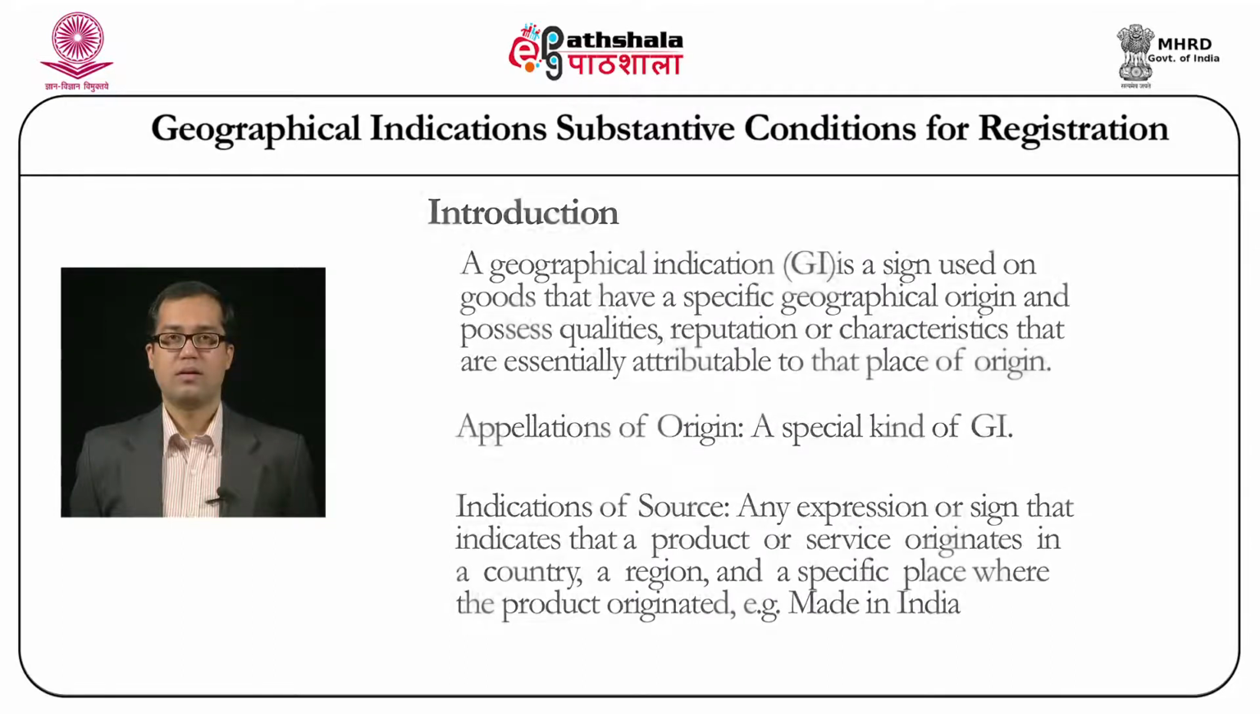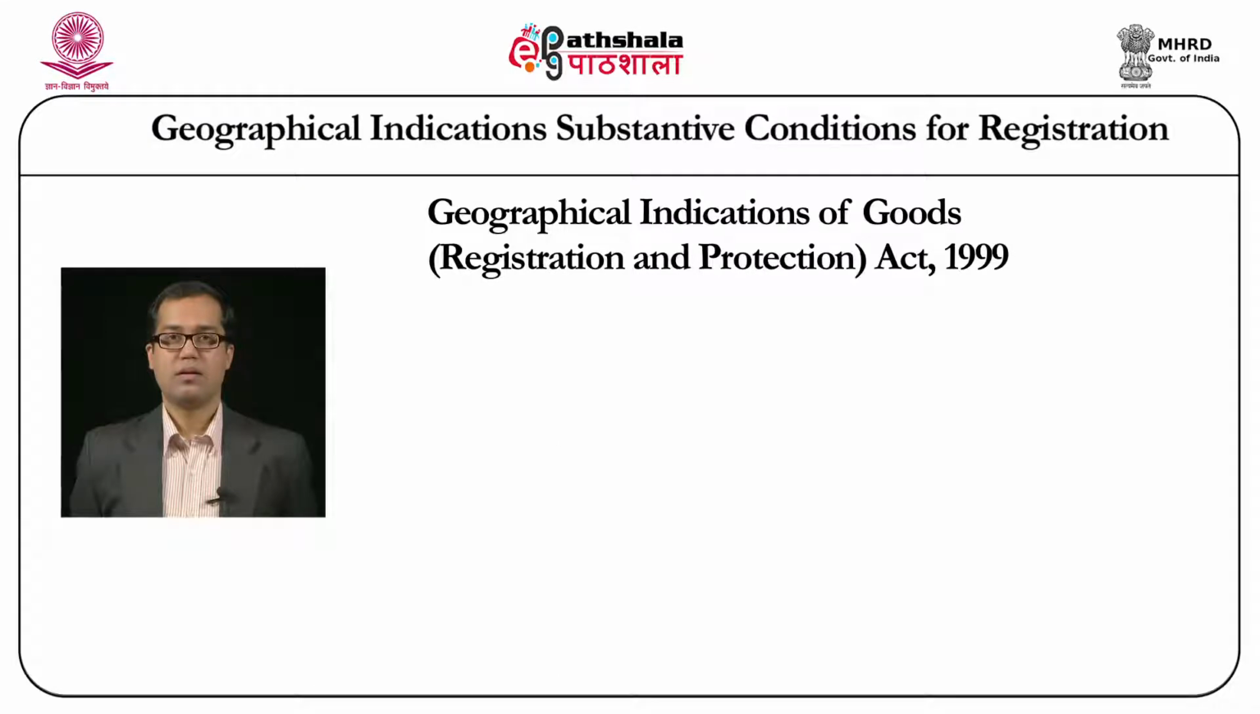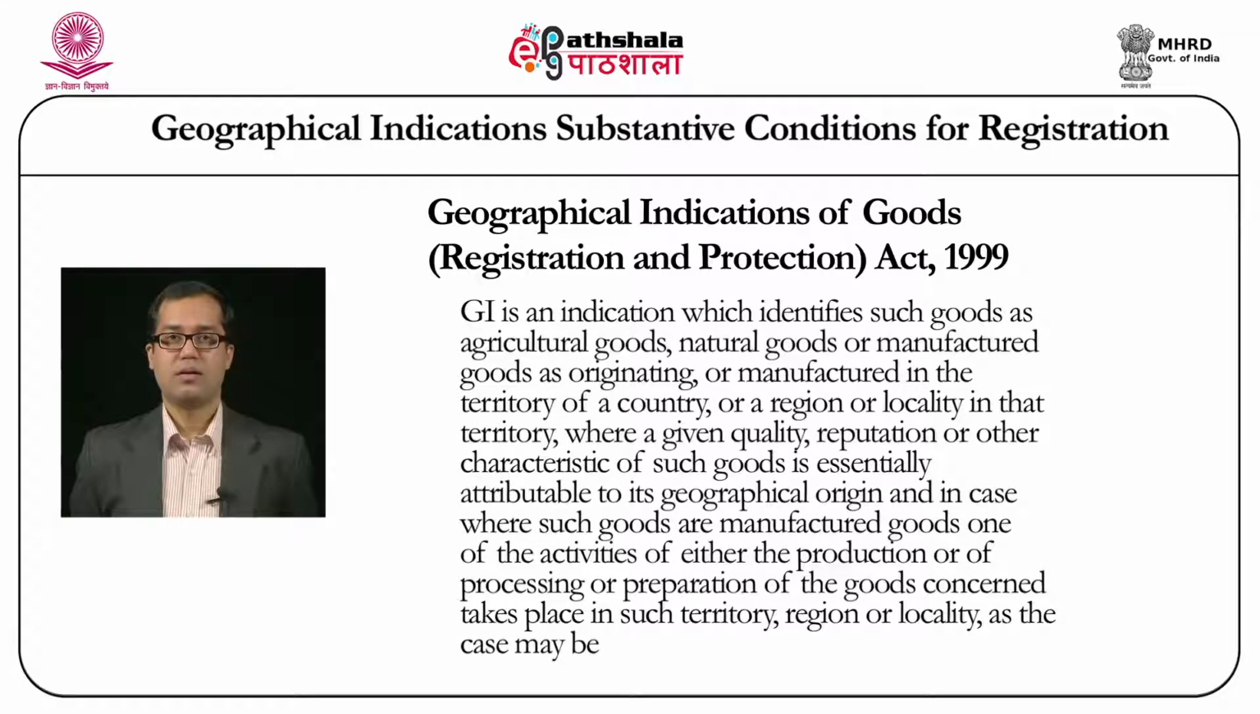In India, Section 2(1)(g) of the Geographical Indications of Goods, Registration and Protection Act 1999 defines geographical indication in relation to goods to mean an indication which identifies such goods as agricultural goods, natural goods, or manufactured goods as originating or manufactured in the territory of a country or a region or locality in that territory where a given quality, reputation, or other characteristic of such goods is essentially attributable to its geographical origin, and in case where such goods are manufactured goods, one of the activities of either the production or of processing or preparation of the goods concerned takes place in such territory, region or locality as the case may be.